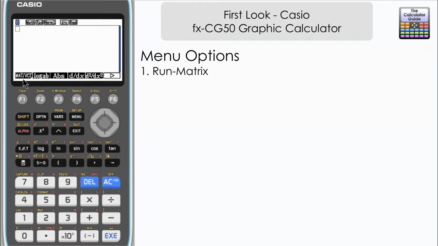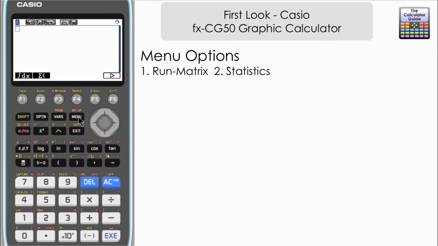If we press math, there's also a lot of other facilities available. So we've got logarithms, the absolute function, differential and second differential, integral and sum feature. So that's quite a lot of features, as well as being able to include all the other standard features like the four functions, squares, fractions, and that sort of thing. We'll return to the menu.